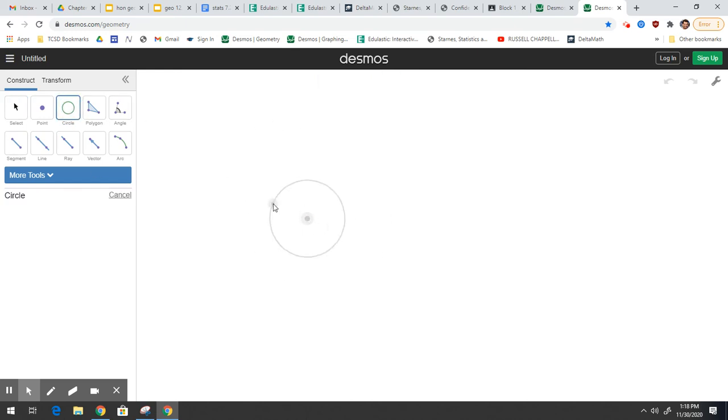So the first thing I'll do is I'll make a circle. I don't care. And I'm going to put a point. Let's say my point's right there. Okay. So this is my point that I want to draw tangents through. And there are going to be two tangents that I can draw. And we're going to construct them both.